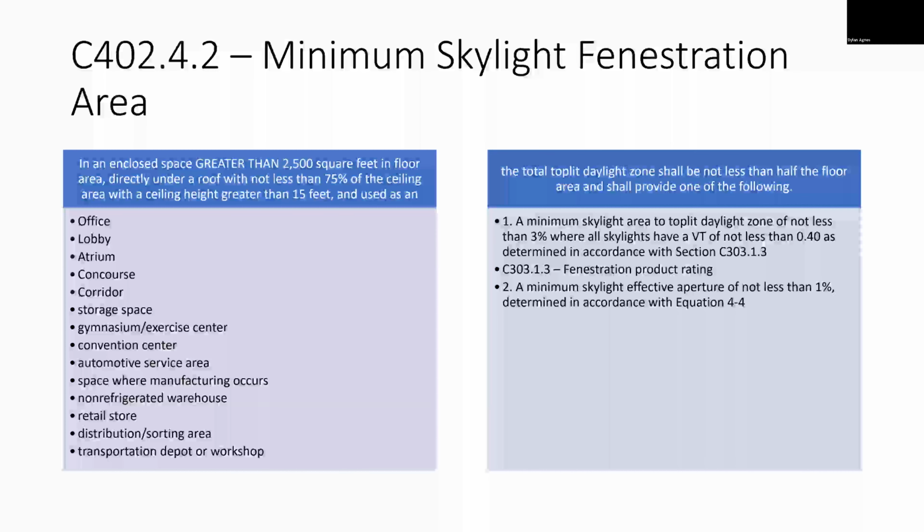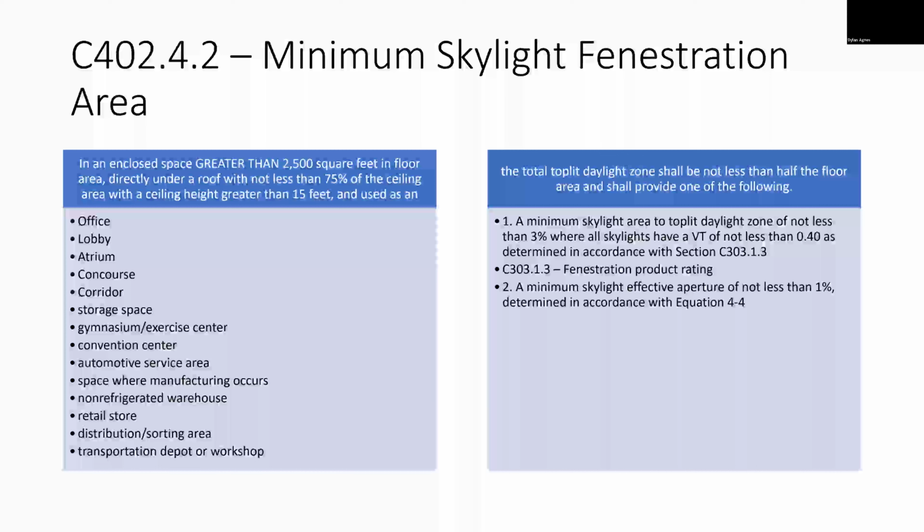Minimum skylight fenestration area. Again, you kind of have to try to not meet this requirement, in my opinion. The math can be a little confusing, but you still have to show your work and do it. So in an enclosed space greater than 2,500 square feet in floor area directly under the roof, with not less than 75% of the ceiling area with a ceiling height greater than 15 feet, and used as one of the following spaces. So do that checklist first.